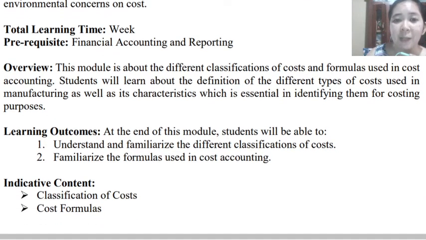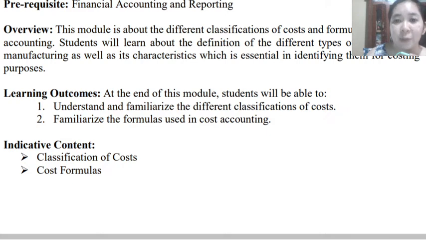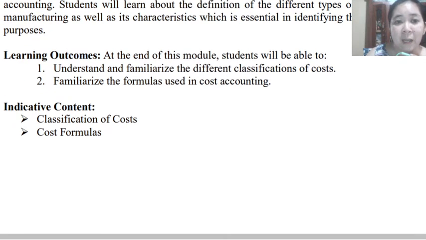For the learning outcomes, you will be able to understand and familiarize yourself with these different classifications of costs, as well as the formulas that are commonly used in cost accounting. Therefore, our contents will focus on the classification of costs and our cost formulas.